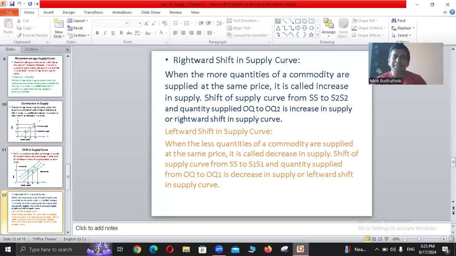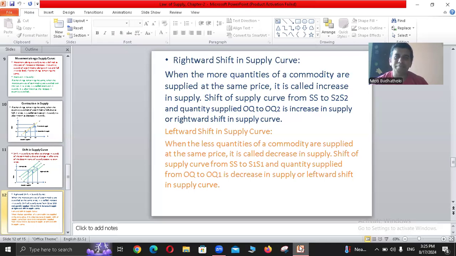When more quantities of a commodity are supplied at the same price, it is called increase in supply. Shift of supply curve from SS to S2 and quantity supplied from OQ to OQ2 is increase in supply, or rightward shift in supply curve. Rightward shift means favorable condition for the producer, for the seller. In case of favorable condition, higher quantity is sold by the producer. It is the favorable condition.